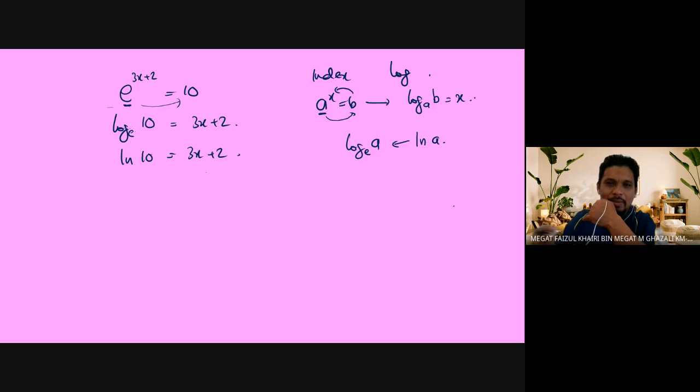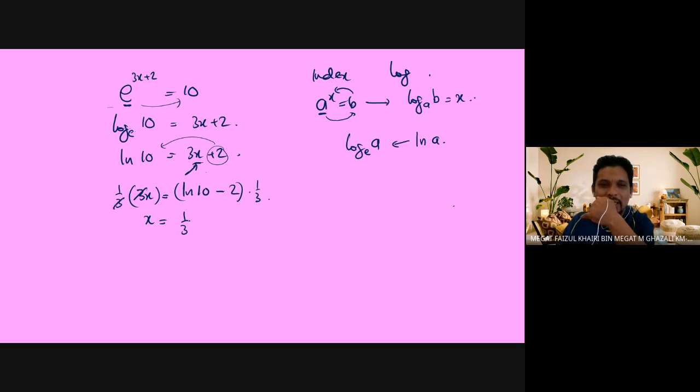Okay. So now we would like to find out the value of x. From here, 3x equal to natural log of 10, join up with the ln here. Positive 2 become minus 2. So then x equal to 1 over 3. From here, we multiply with 1/3 and also 1/3 here. So 3 divided by 3 equal to 1x, and then 1/3 times natural log of 10 minus 2. This is the one.